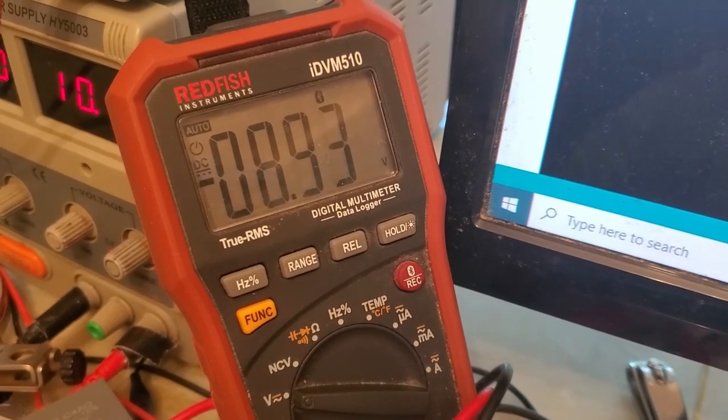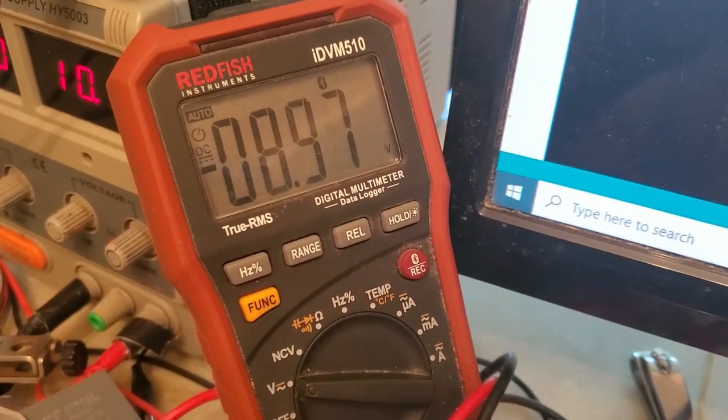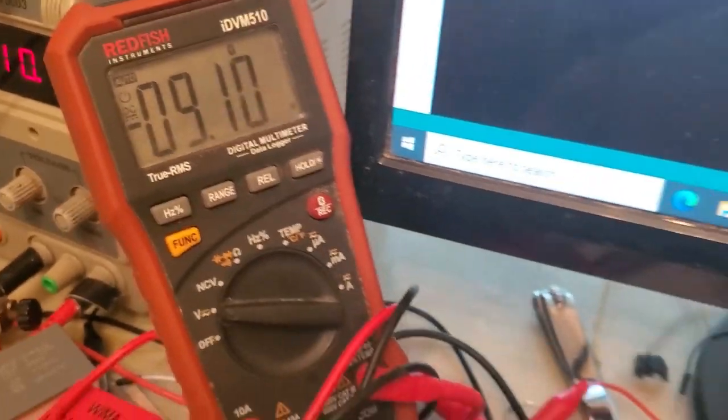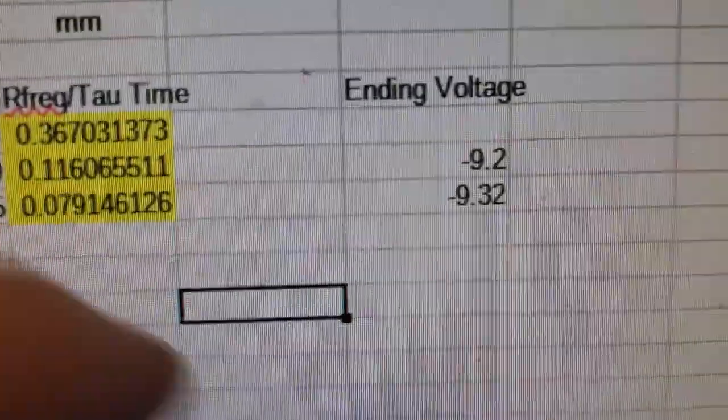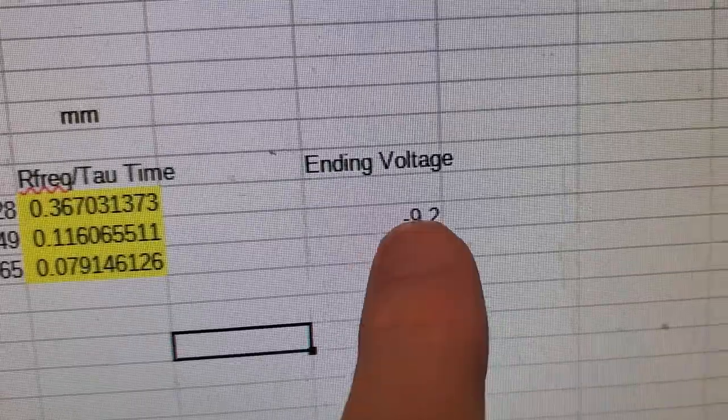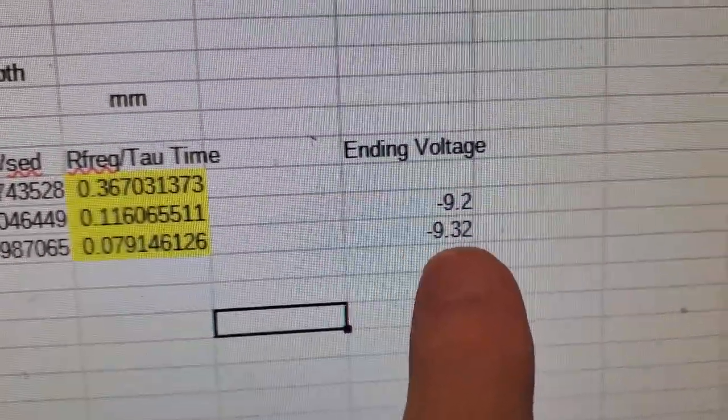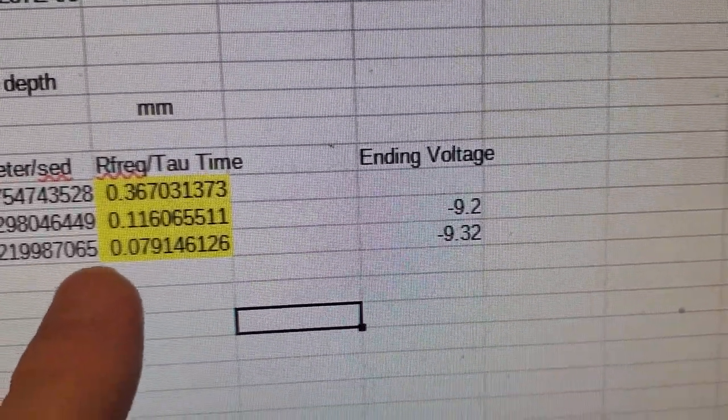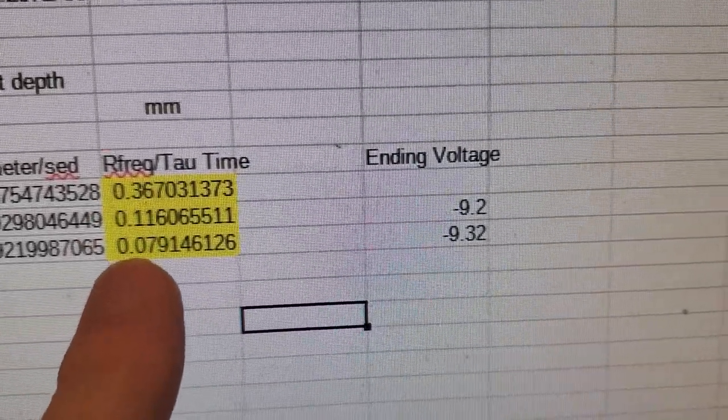9.32 I saw there. So I'll call it negative 9.32. So you can see it went from negative 9.2 to negative 9.32. So it's a higher Q factor. And again, this is important.